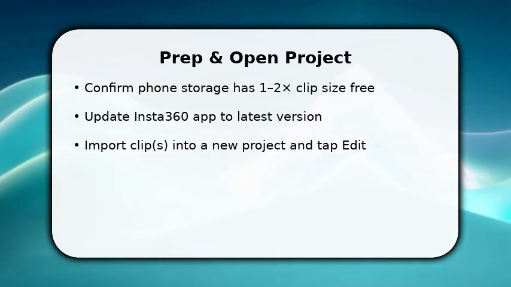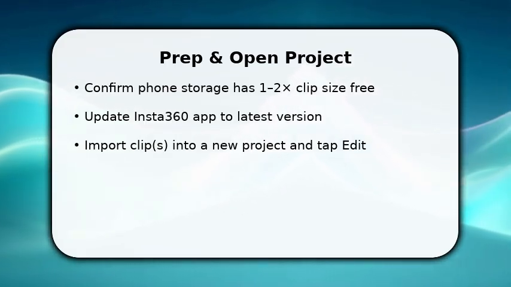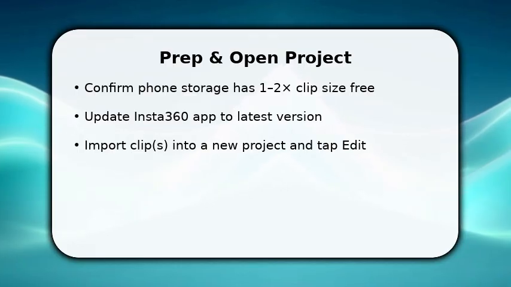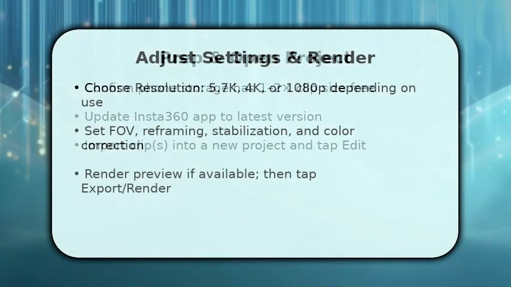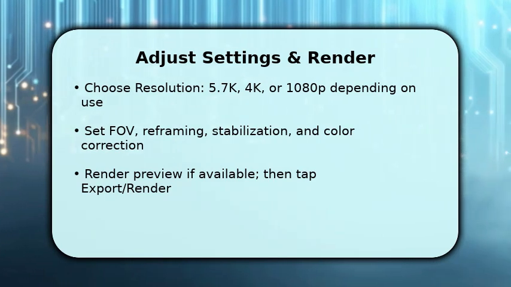Tap Edit and select the primary clip. This first pass sets resolution, framing, and stabilization options you'll carry into the export stage. Now you'll refine how the 360 video looks and behaves in the exported file.